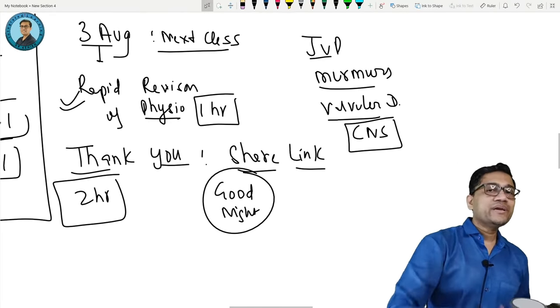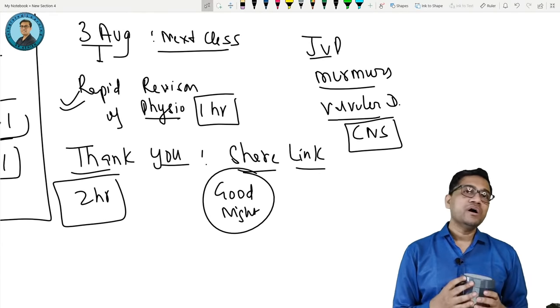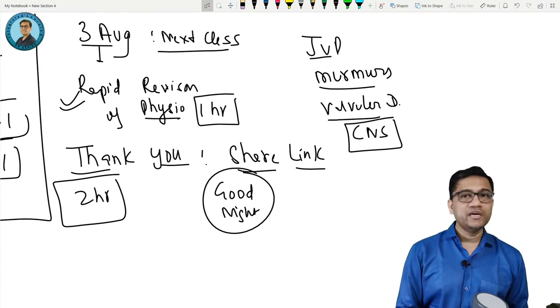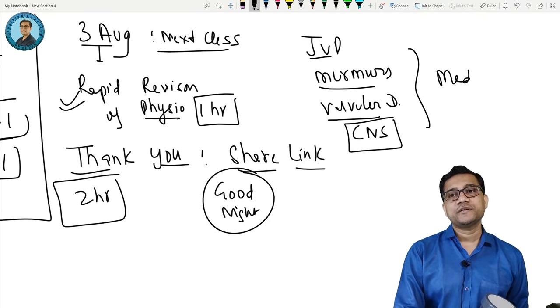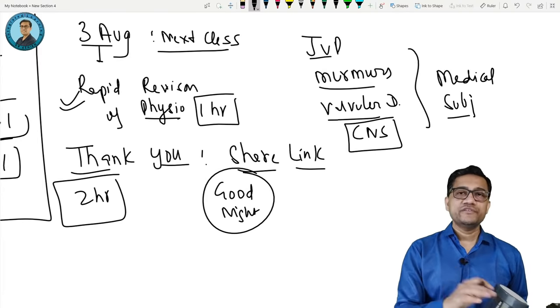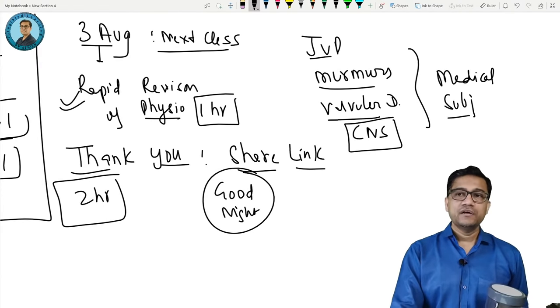We'll be doing it in an integrated manner so that we are able to cover lots of medicine also. Basically medical subjects related to physio, patho, pharma, all. So that is the case.